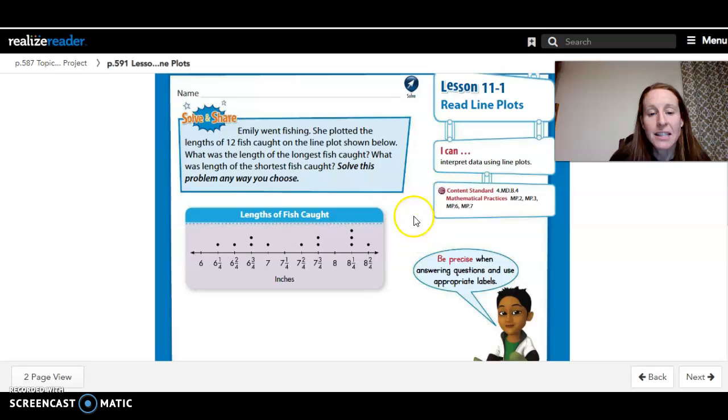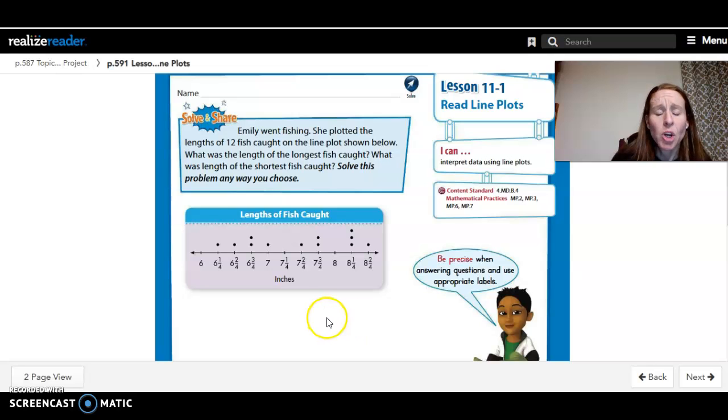This right here is a line plot. Why is it called a line plot? Well, it's made up of a number line, and you plot data on the number line. And we know this is a number line because it has numbers on it that go in order from least on the left to the greatest on the right. And the 2 arrows at the end tell us that the number line can keep going in both directions. So this is really just a portion of a number line.